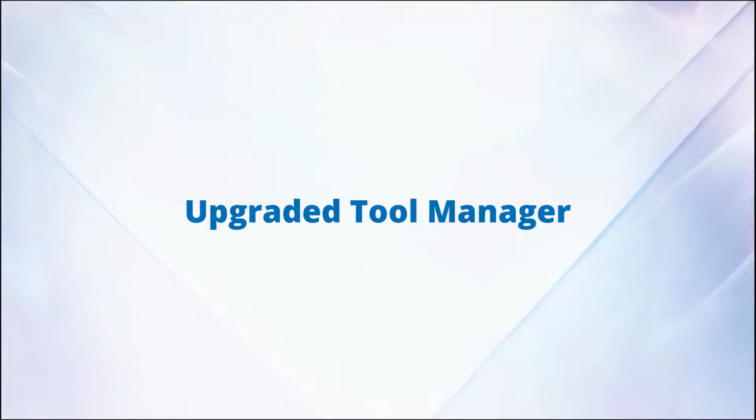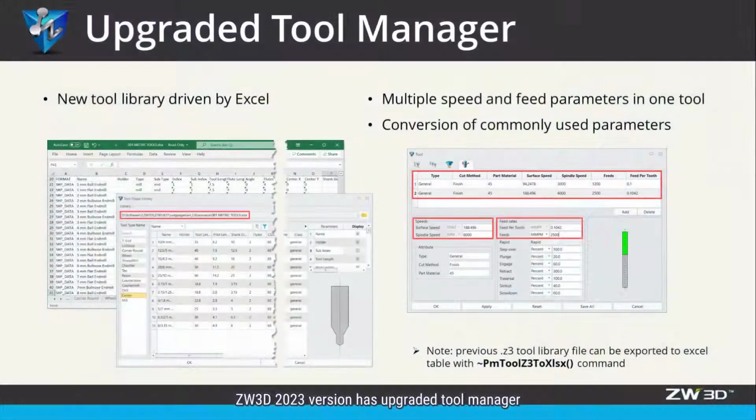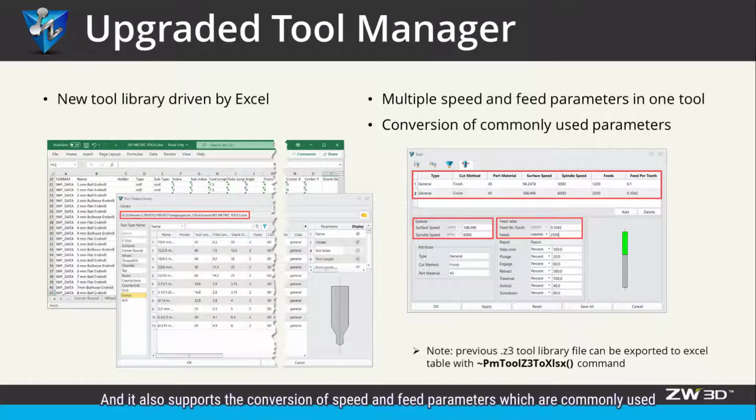Upgraded Tool Manager. ZW3D 2023 version has upgraded Tool Manager. Among it, the new tool library is driven by Excel table. Multiple sets of speed and feed parameters can be carried in one tool. And it also supports the conversion of speed and feed parameters, which are commonly used.